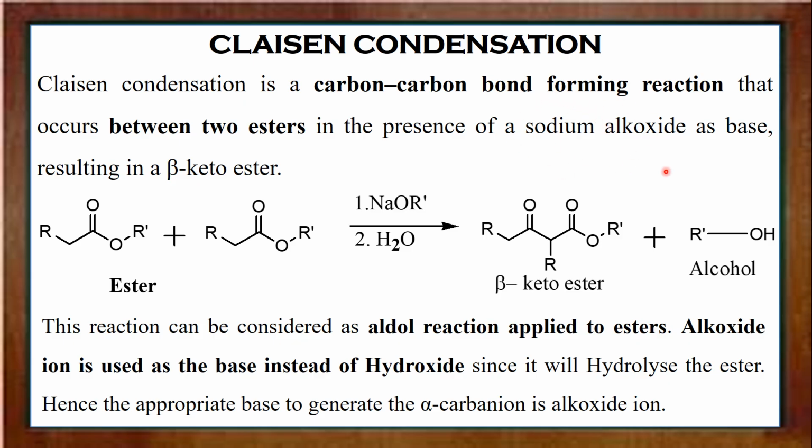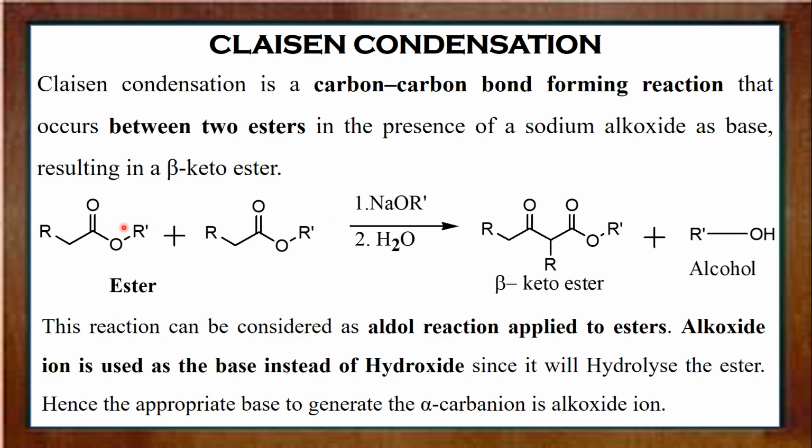In aldol condensation we use hydroxide as a base, but here in Claisen condensation we do not use hydroxide, instead we use alkoxide. The reason is the Claisen condensation results in the formation of a beta keto ester. If we use hydroxide base, that will hydrolyze this ester product. Therefore, we don't use hydroxide bases, instead we use sodium alkoxide. So Claisen condensation is a condensation reaction taking place between two esters.